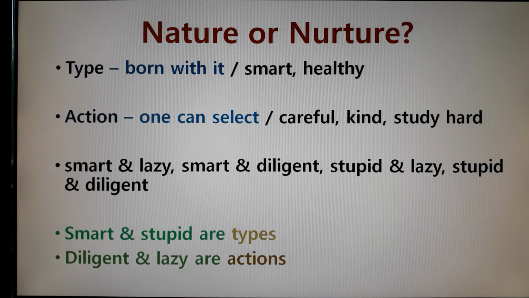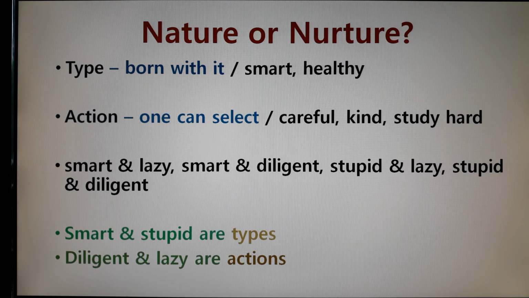The third best is stupid and lazy. And the worst is stupid and diligent. He makes so many things, but nothing works out, kind of thing. Here, smart and stupid are types. Smart type, stupid type. And lazy and diligent are actions.